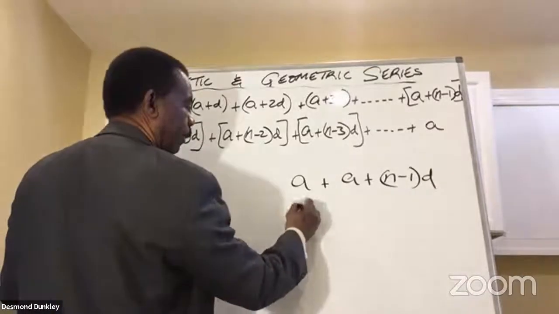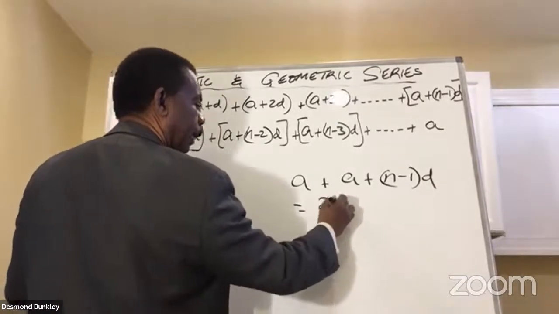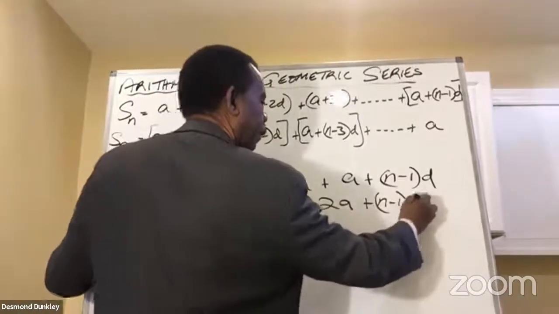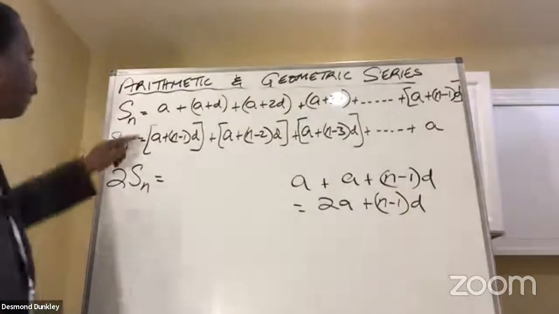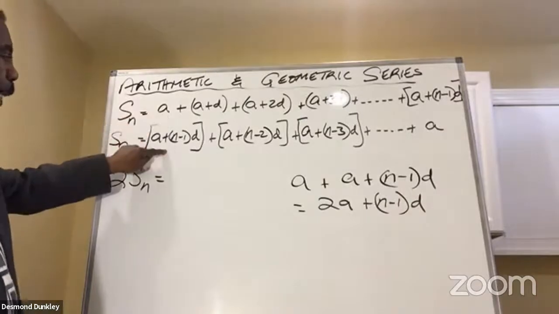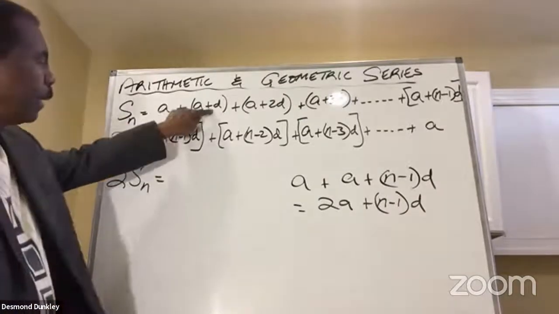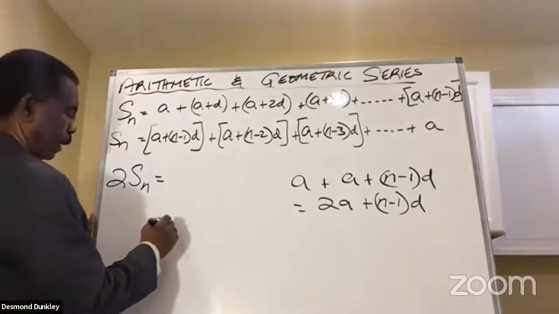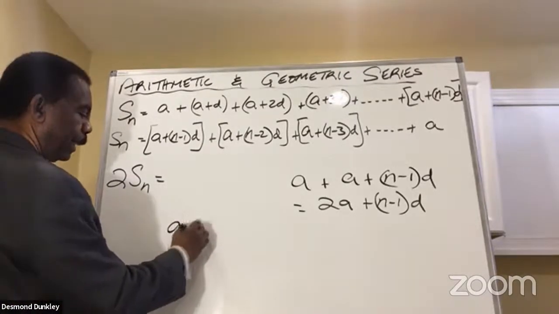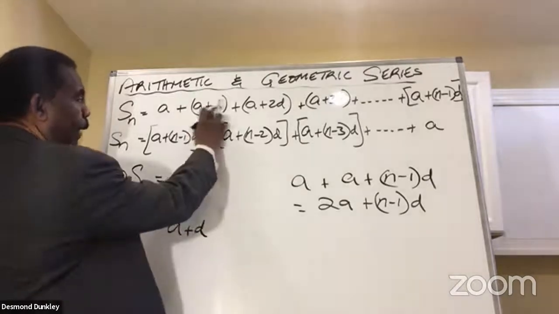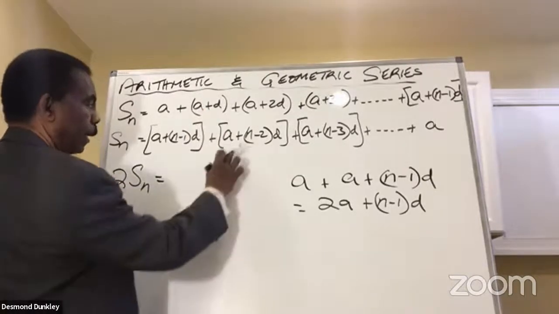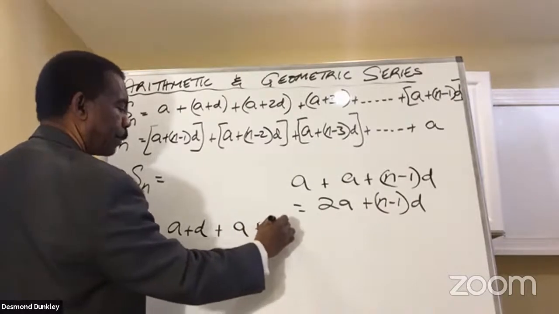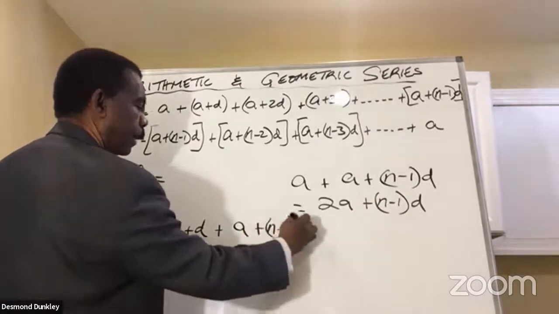What is that equal to? A plus a is 2a plus n minus 1 d. So that's what I got for the first and the last. Let's go for the second and the second to last. Let's see what we get. Here we go. A plus d, that's it right here, a plus d plus a plus n minus 2 d.